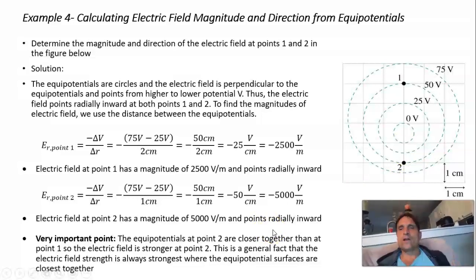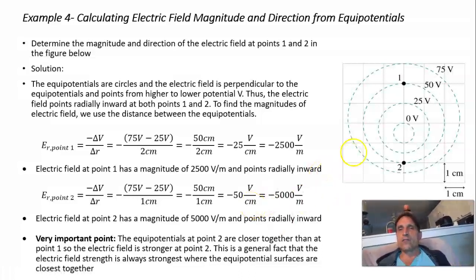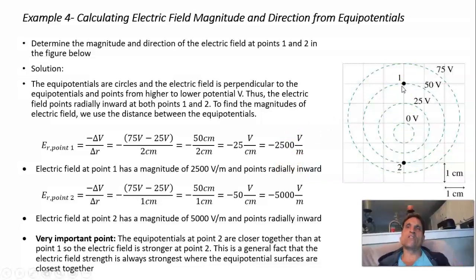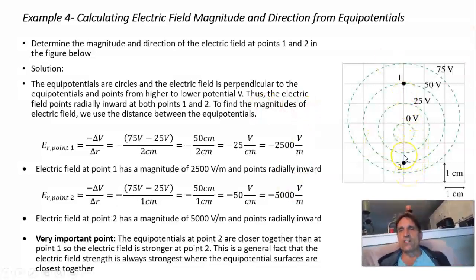One very important point here is that the electric field is stronger at point 2, by a factor of 2, than it is at point 1. And you also see that the equipotentials are closer together at point 2 than at point 1. This is not a coincidence. In general, the electric field is strongest where the equipotentials are closest together.